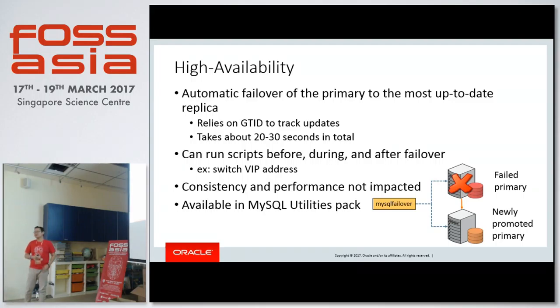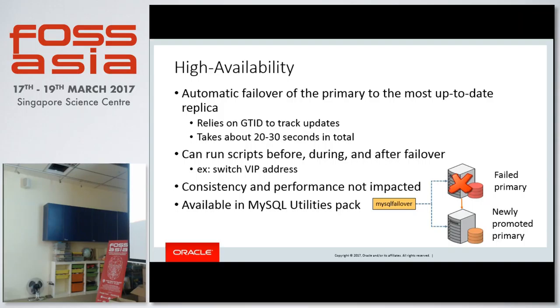Right. Automatic failover. Automatic failover in replication, because as you can see, some of you are using MySQL for HA, high availability, or disaster recovery, right? High availability and disaster recovery means that when the master is down, you want the most up to date slave to become the new master, and the rest of the slaves will be connecting to this new master. So how to do that?